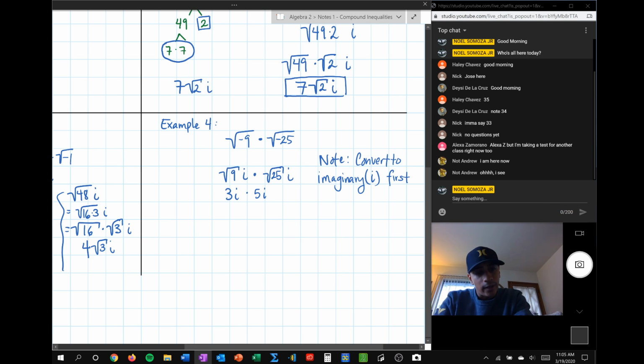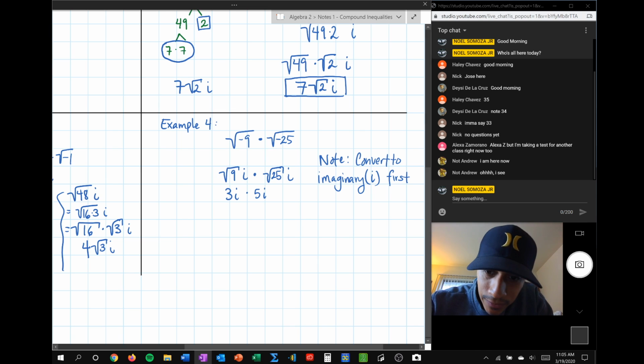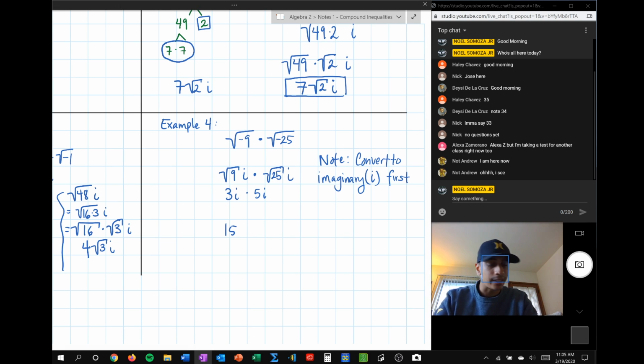Okay, now I still have that product I have to deal with. Now, 3 times 5, you can multiply together. Those are whole numbers. That gives you the 15. Okay, now you still have to multiply i times i. You want to think of i as a variable, right? So what if it was x, like x times x, which is x squared, right? Well, in this case, it's i times i, so it's i squared.